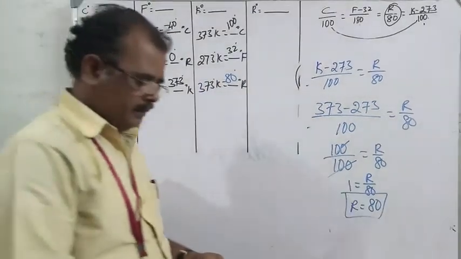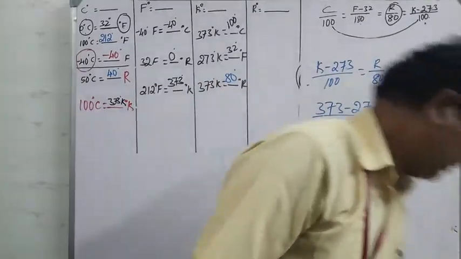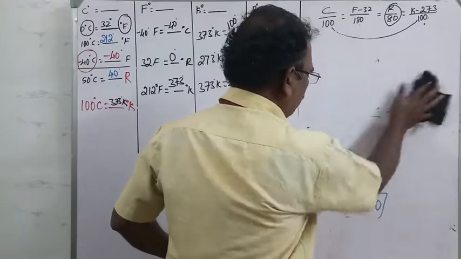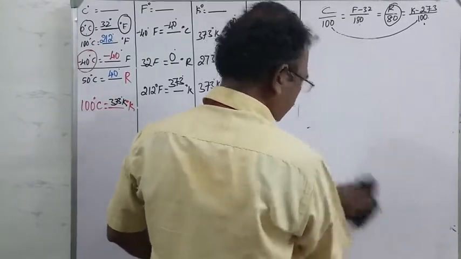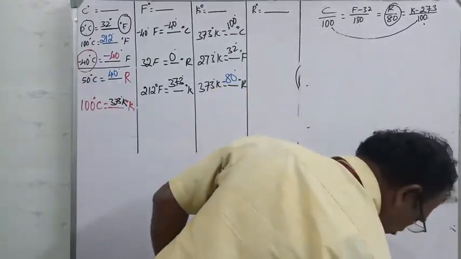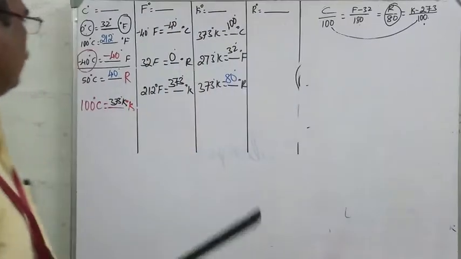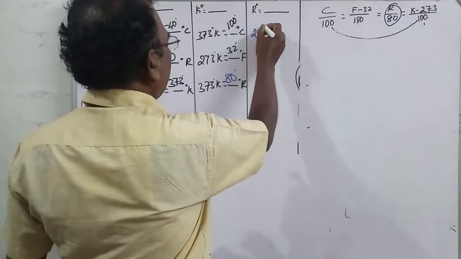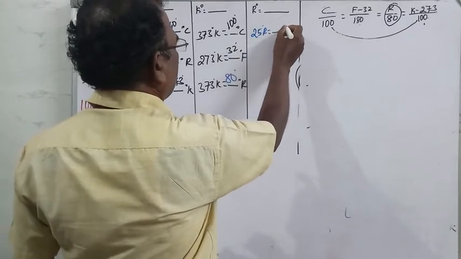Reaumur. Okay. So next we will go for the next problem, the last one, on the Reaumur scale. I will solve only 2-3 problems in this. So first one: 25 degree Reaumur is equal to dash degree centigrade.